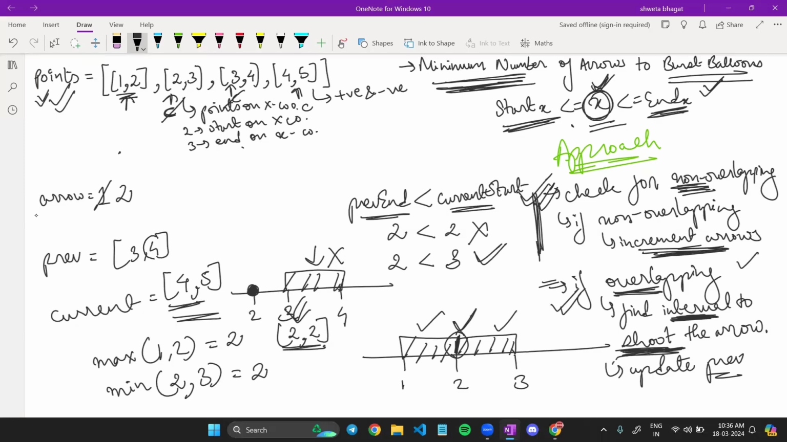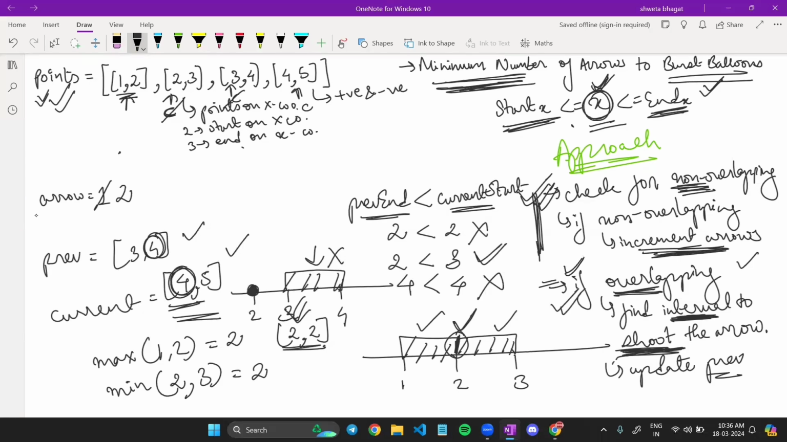We should have the previous end less than the current start. So what is our previous end? Previous end is 4. And what is the current start? Current start is also 4. So is this 4 less than 4? So it's false. So what does it mean? It means that these 2 balloons are overlapping.